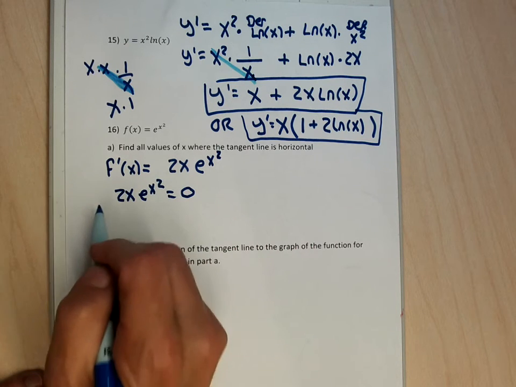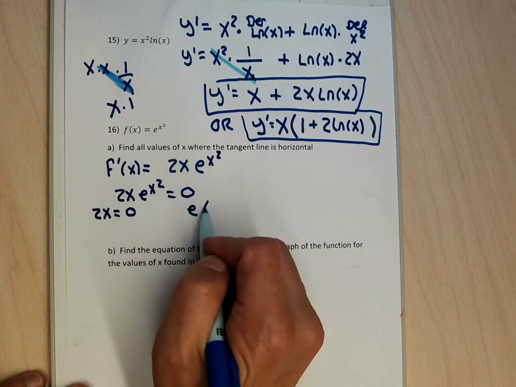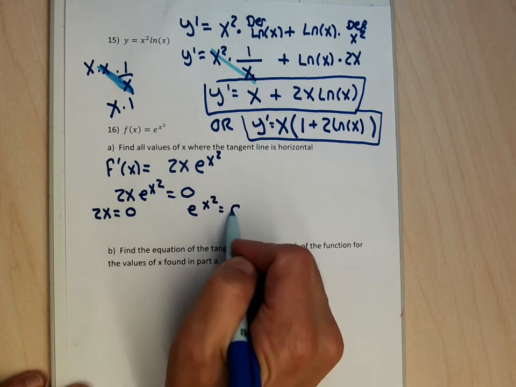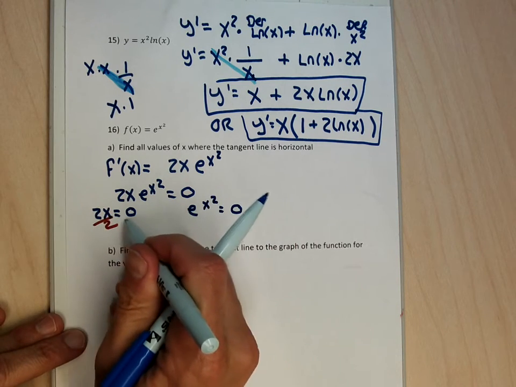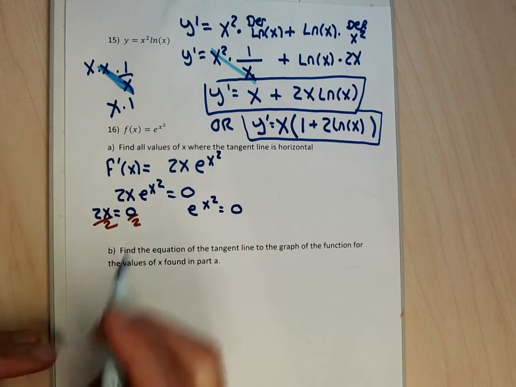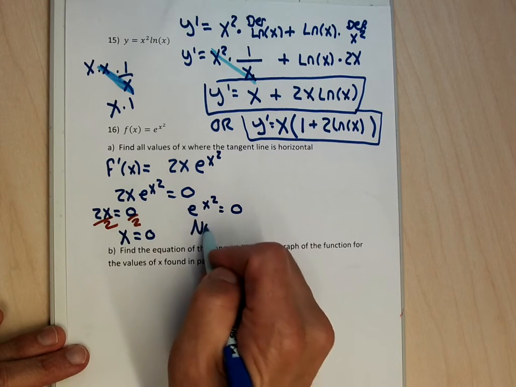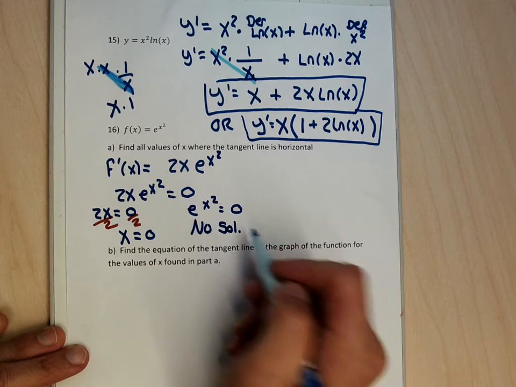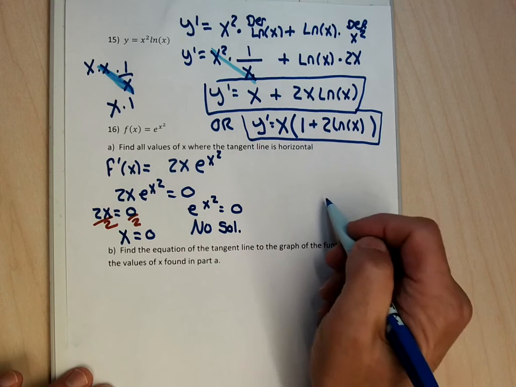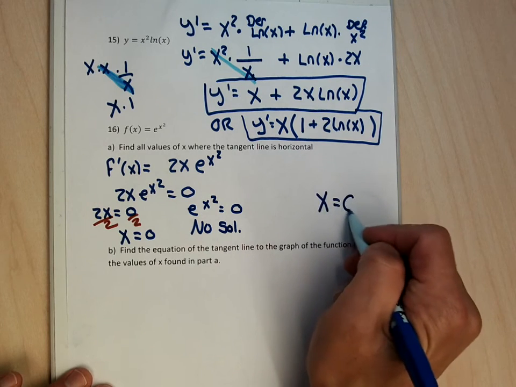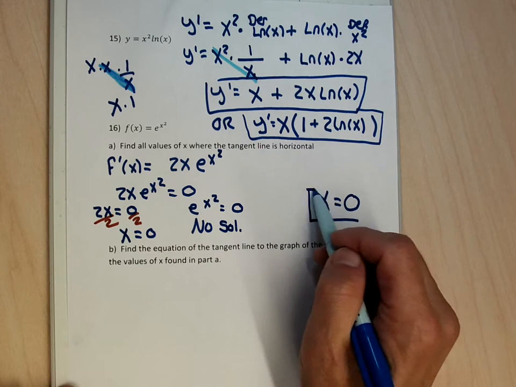This derivative is factored, so I need to take each of the factors and set them separately equal to 0. So I'm going to take the 2x and set it equal to 0, and the e to the x squared and set it equal to 0. When I set the 2x equal to 0, I divide both sides by 2 and get x equal to 0. And for the e to the x squared equal to 0, there's no solution. So the value of x that I need, the answer to part A, is just going to be x equal to 0.